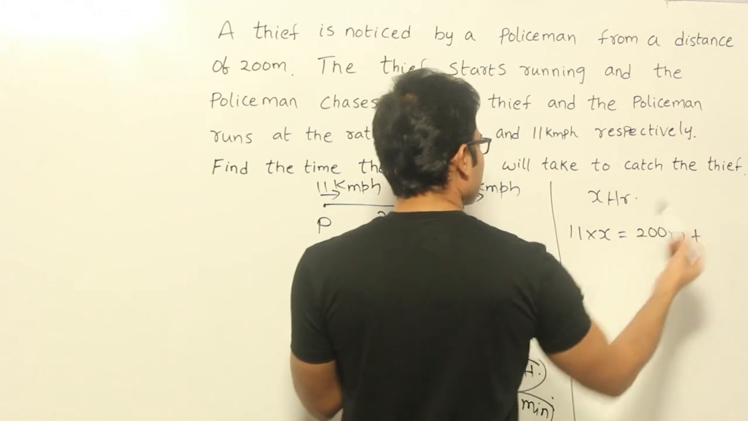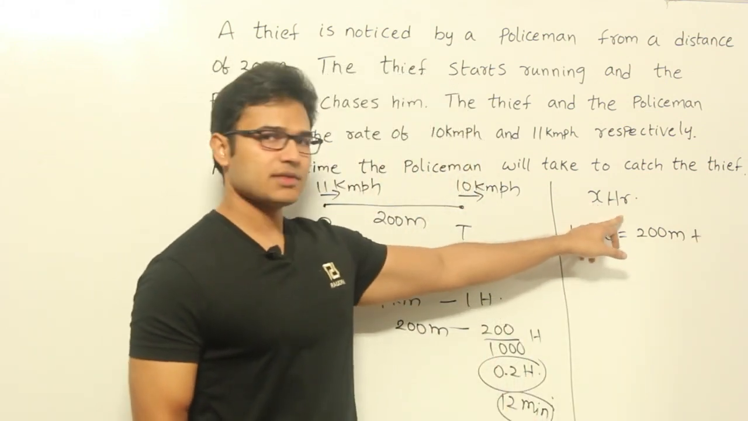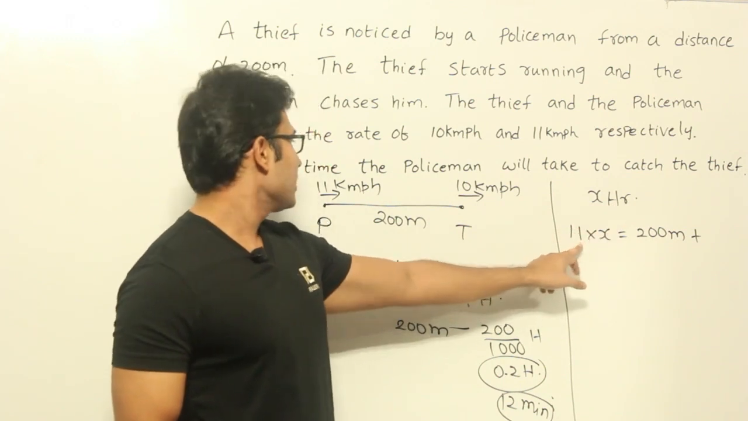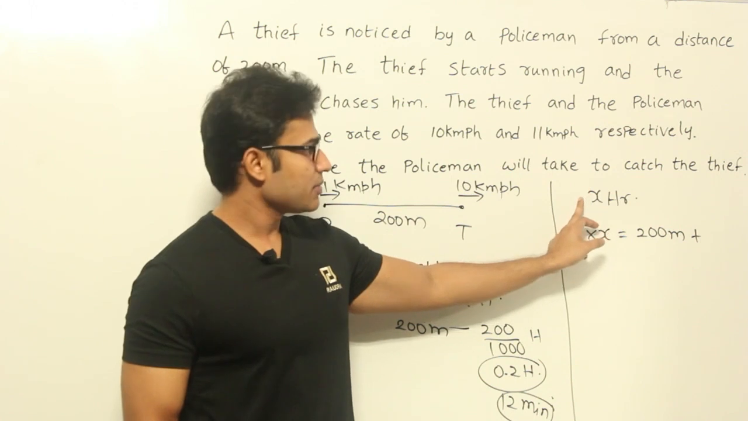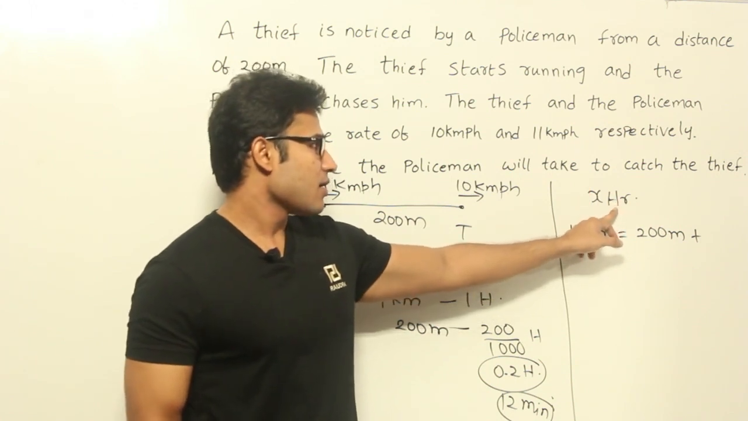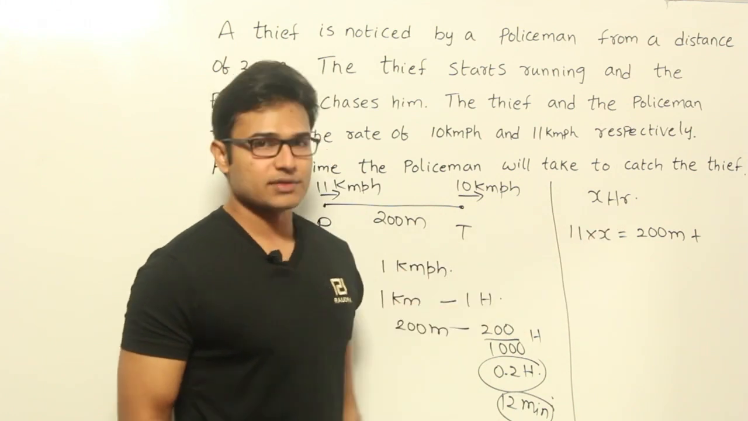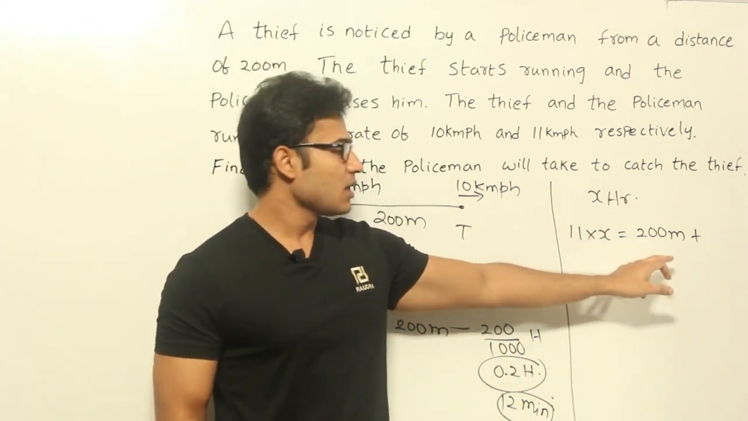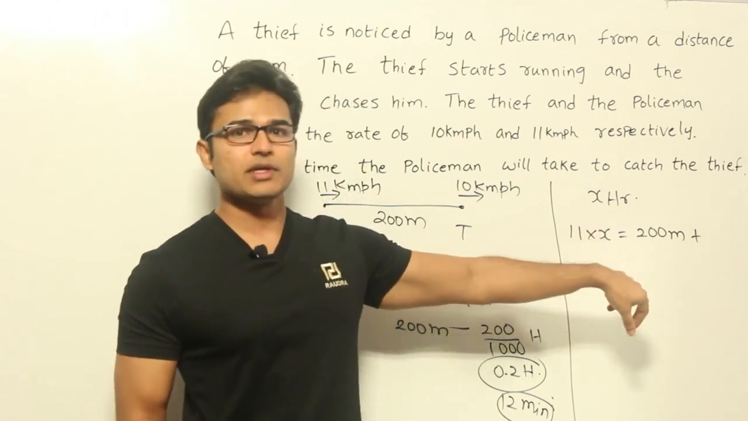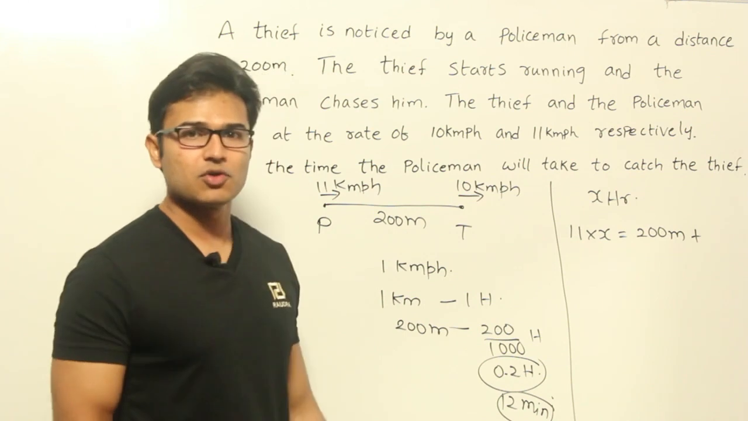plus, see, when I'm assuming that the time is x hours and if the speed is 11 kilometers per hour, and when I multiply these two, kilometers per hour multiplied by this x hours is going to give you kilometers, isn't it? But then here the units are given in meters. Therefore either you convert everything to meters or you convert everything to kilometers. Let's try to convert everything to kilometers.